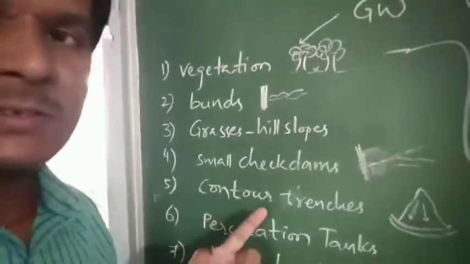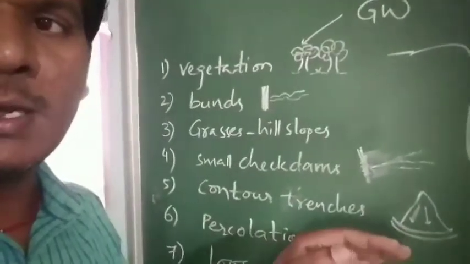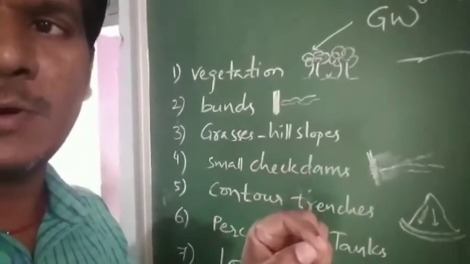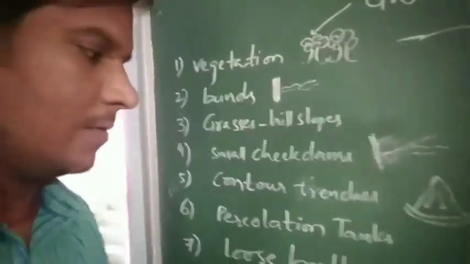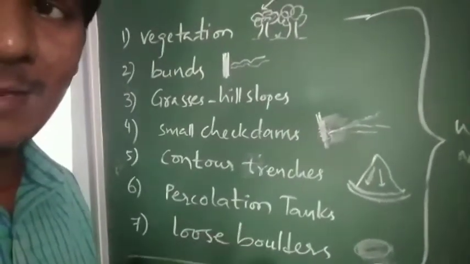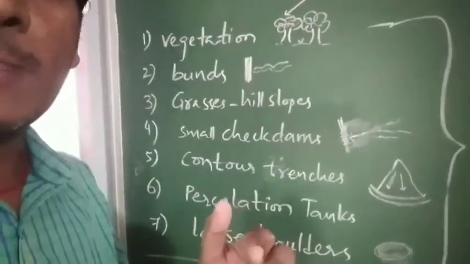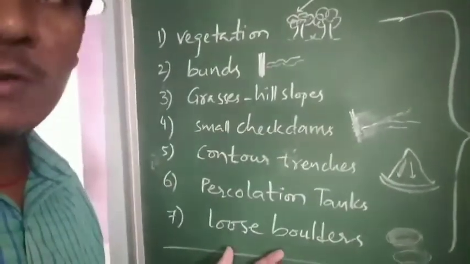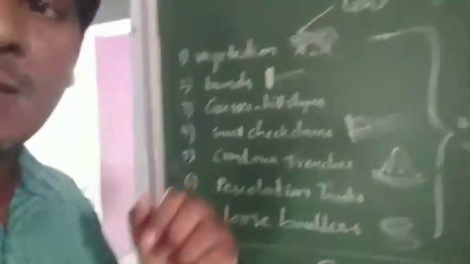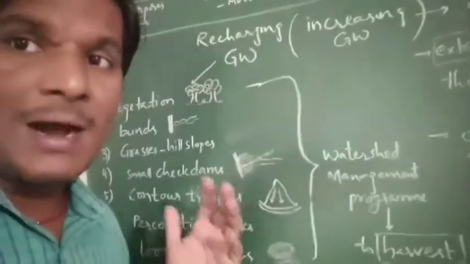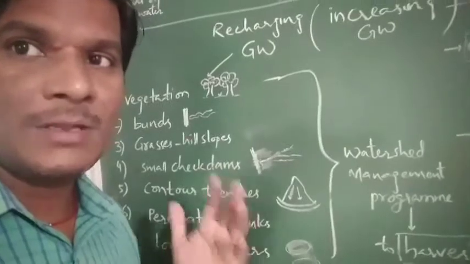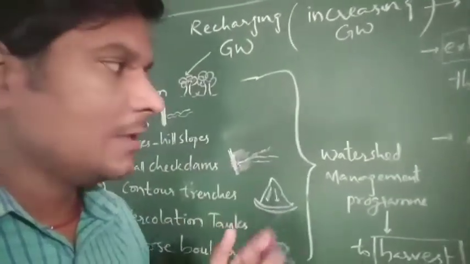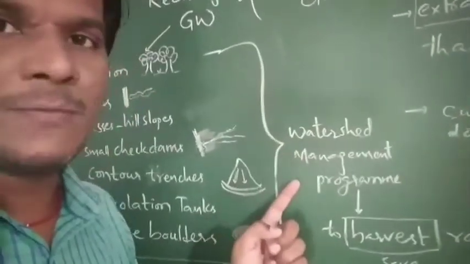Next, contour trenches surround the hills, and we have to dig them at the bottom of the hill. With that, water storage after rainfall is possible, and then it slowly percolates into the underground. Next, percolation tanks. Tanks help to store more water, and that water goes slowly into the underground. Next, loose boulders also help us to increase the groundwater. All these methods that we discussed, these structures made by the government as one program, are known as the watershed management program.